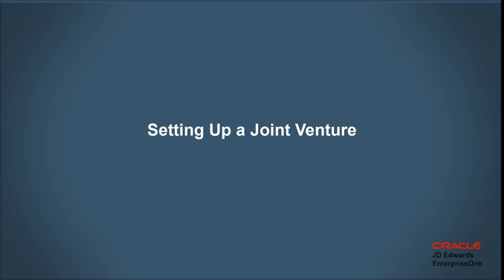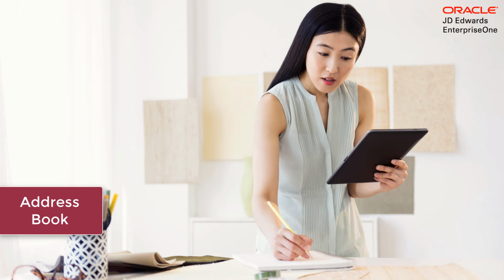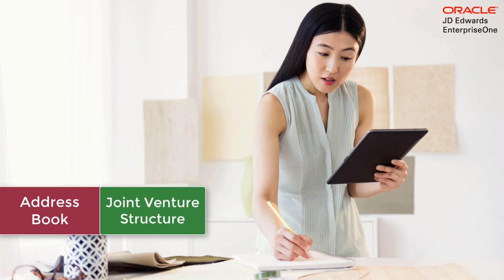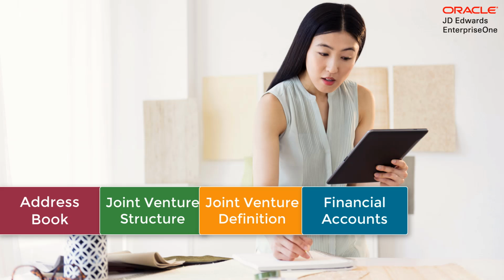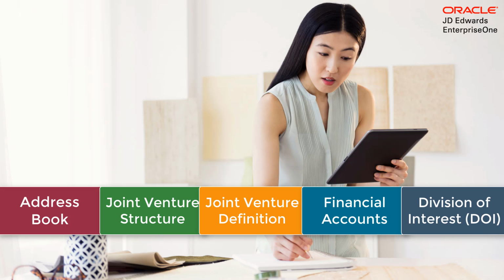This video provides an overview of the setup required to create a joint venture. To create a joint venture, you must set up address book records for the partners and business units, set up the joint venture structure, define the joint venture, set up financial accounts and information for the joint venture, and set up the division of interest or the DOI for the joint venture and assign the DOI to the joint venture.